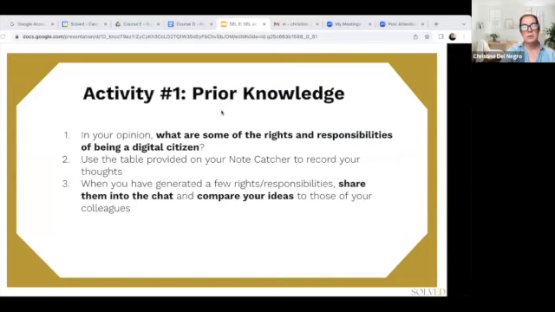Okay, so the first activity that you're going to do in your note taker is to write about some of the rights and responsibilities of being a digital citizen. There's a table in your note catcher where you can jot some ideas down. Once you've jotted a few down, if you can drop one or two in the chat, we can see: are we all thinking in the same way? Is there a difference of opinions? Let's have a quick discussion. Take a couple of minutes and then we will move on.